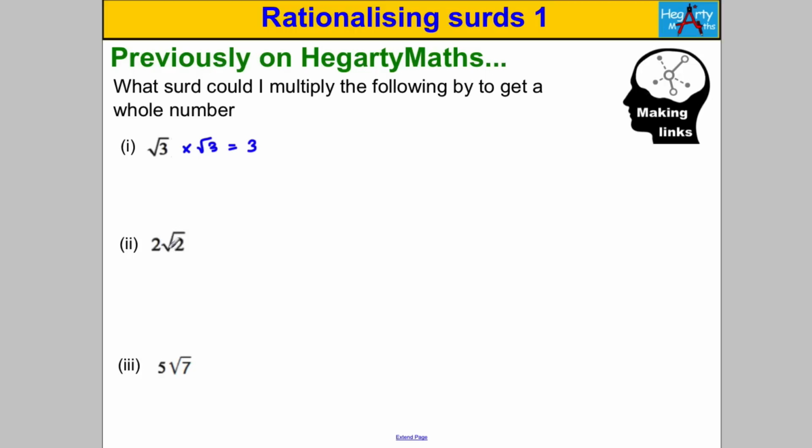The easiest thing here would be not 2 root 2, but simply root 2, because I know the root 2's multiplied together give me 2, and I've still got times 2, so it would be 2 times 2, which is 4. And the same thing here, I can just multiply by root 7. No need to have 5 root 7. Root 7 will do the trick for me, because root 7 times root 7 is 7. I've still got a 5 in front, which is multiplying, so that's 5 times 7, which is 35. So we're going to need that skill a lot in this video.